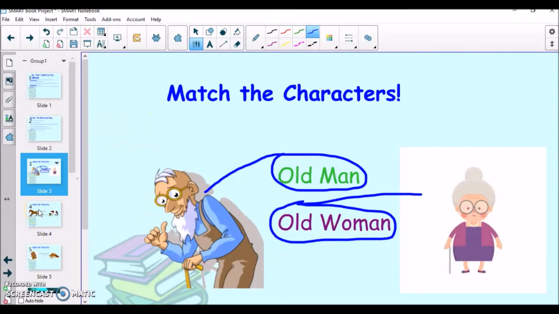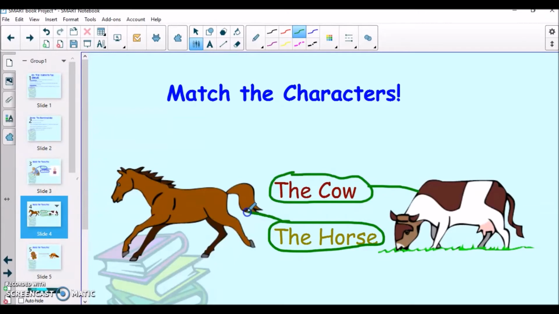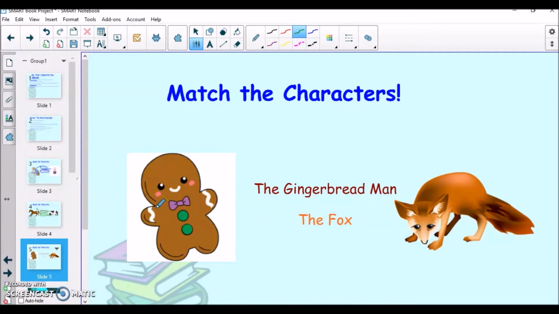Okay, let's move on to the next one. Who wants to come match these two pictures? Okay, Lucy, you can come do that. And I'll give you a green pen. You just go ahead. Okay, you're gonna start with the cow. Okay. Which one's the cow? That's right, there you go. Okay, so that would mean that that one's the horse. Good job. Okay. Let's go to the next one. You can go sit down, Lucy.